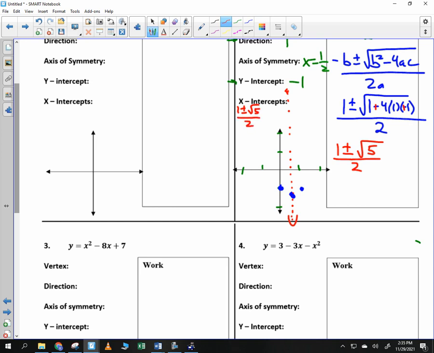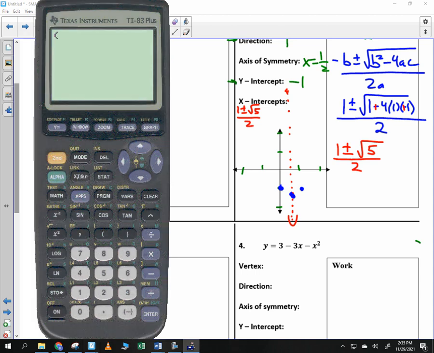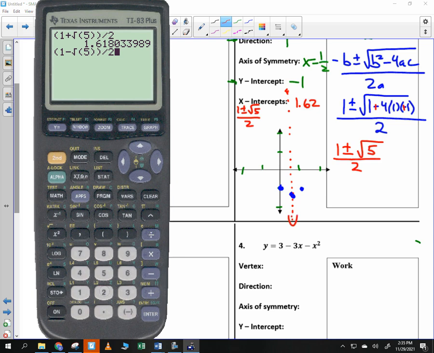Now, pretty tough to plot 1 plus or minus square root of 5 over 2, isn't it? So what I'm going to do is plug it into my calculator, and I'll put parentheses in the top, 1 plus the root of 5. I'm going to divide that by 2. 1.62. You told me it crossed the axis twice. That's one of the values. The other value, I do 1 minus the square root of 5, and I divide it by 2. Negative 0.62.